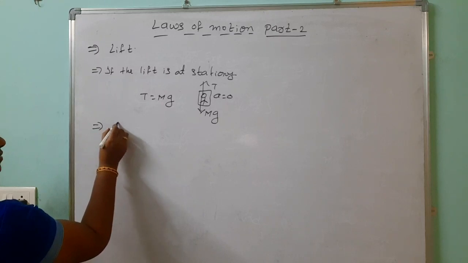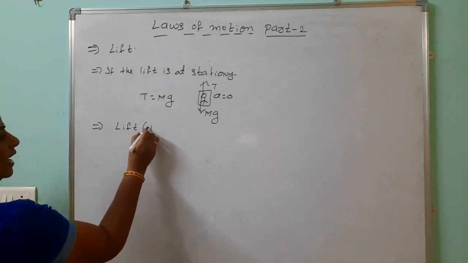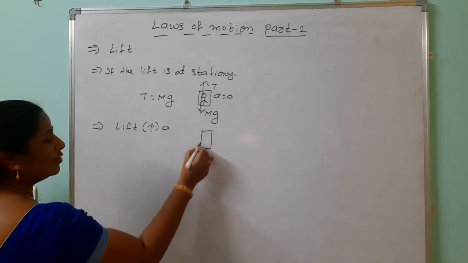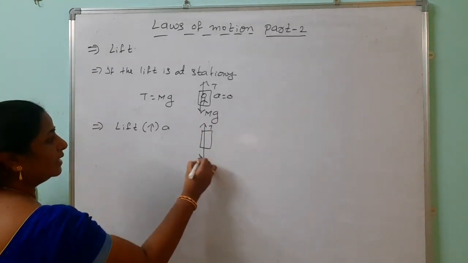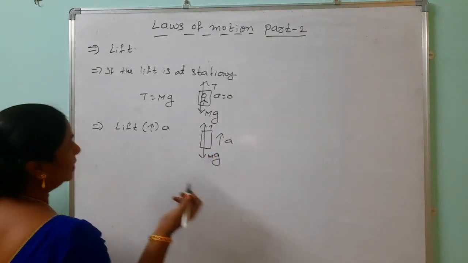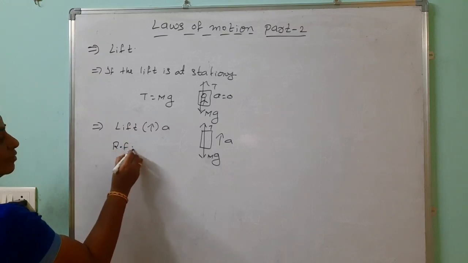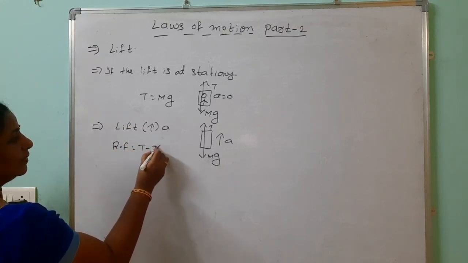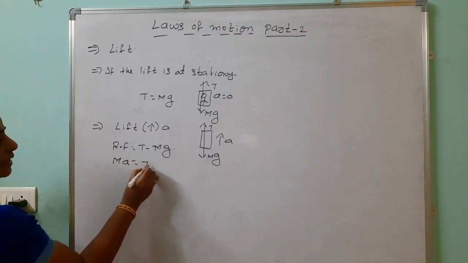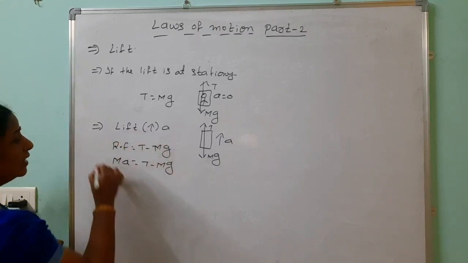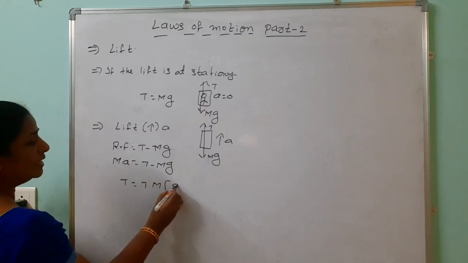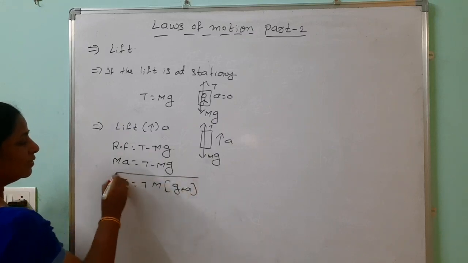Like that, if the lift is going upwards, look at this arrow mark, upwards with how much acceleration? a. So in this case, which is dominating? Tension is dominating the weight of the lift, and acceleration is acting upwards. From Newton's second law, what is the resultant force here? T minus mg. From Newton's second law, you should write ma equals T minus mg. So no need of all these expressions. Simply you can remember that T equals m into (g plus a) when the lift is going upwards.